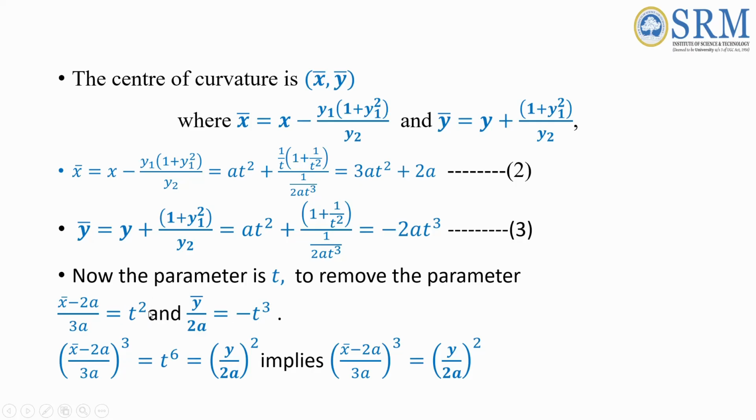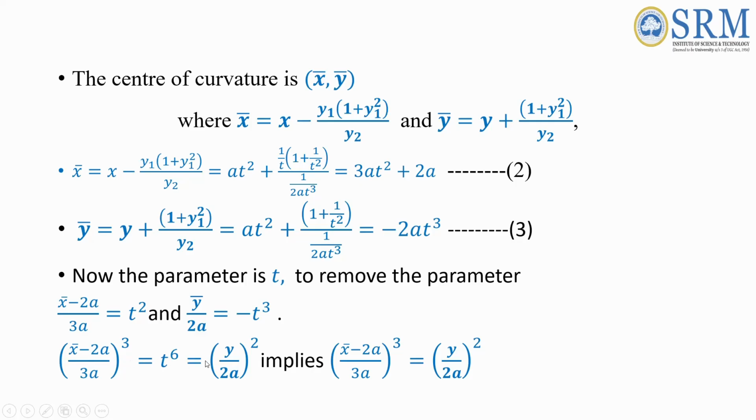If you raise the power 3 in the first equation, that gives t power 6. Similarly, if you raise the power 2 in the second equation, that gives t power 6. So, we are getting x bar minus 2a divided by 3a whole cube, which is equal to t power 6, which is equal to y bar divided by 2a the whole square.